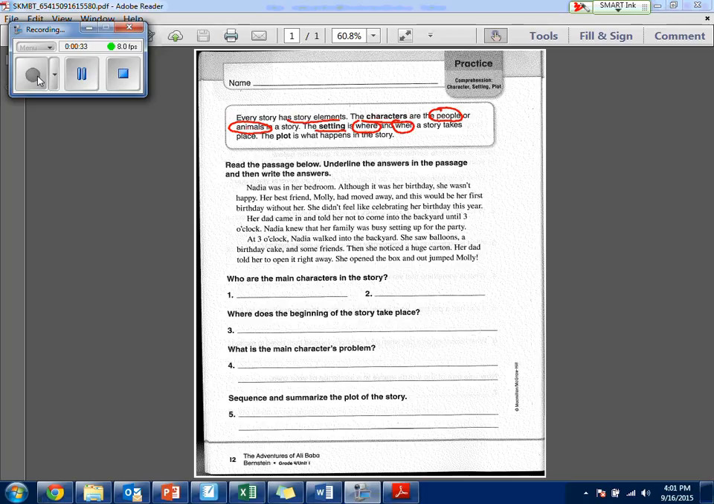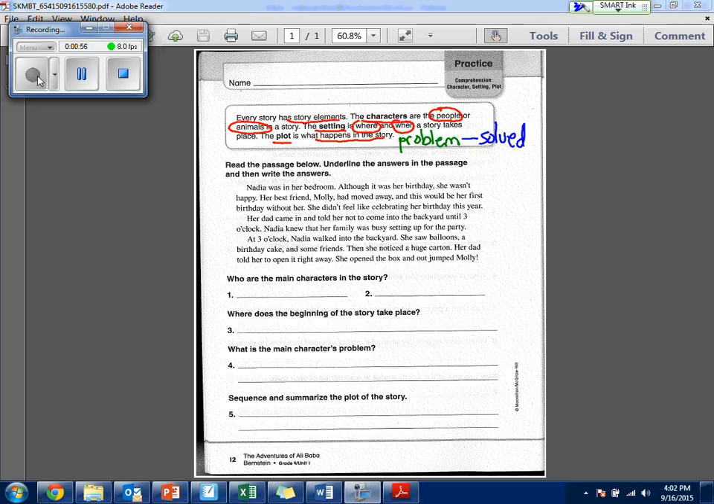And finally, you have the plot of the story. And the plot is kind of what happens in the story. We can break down the plot a little easier. We could say the plot is the problem and how that problem is finally solved. Or a lot of times we call it the solution.